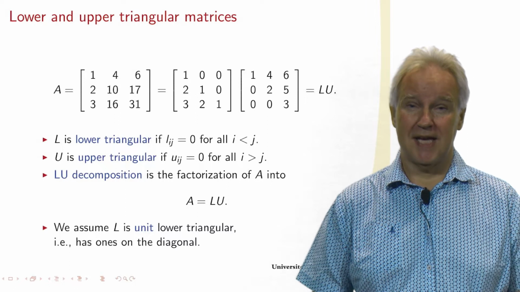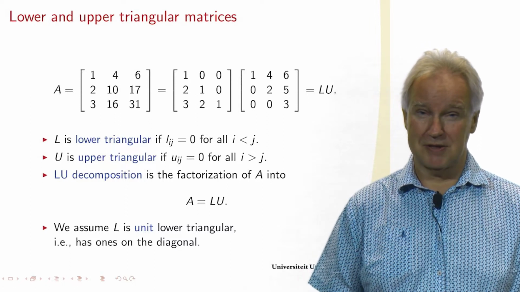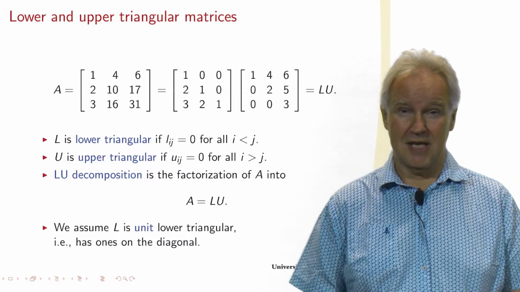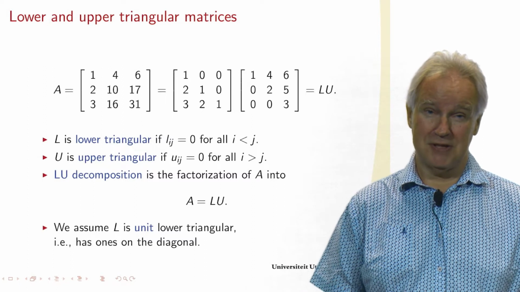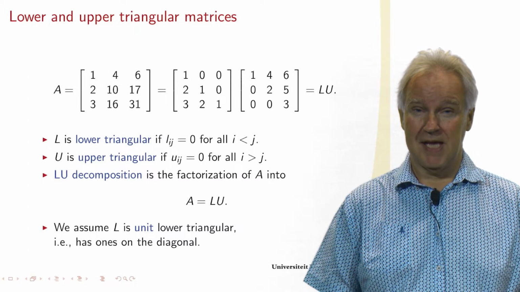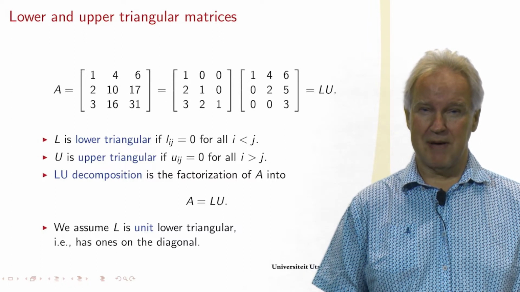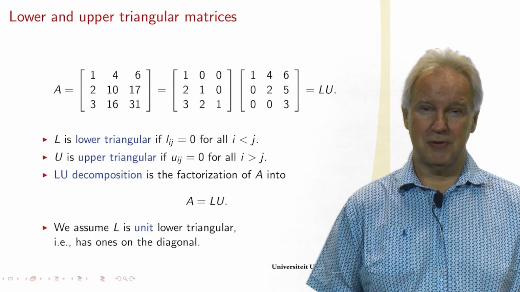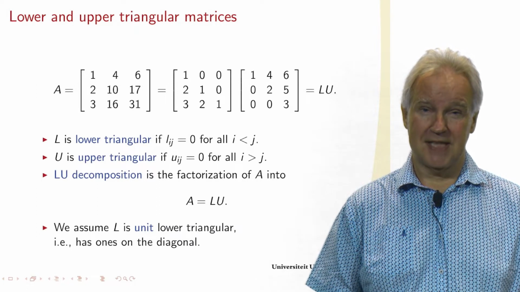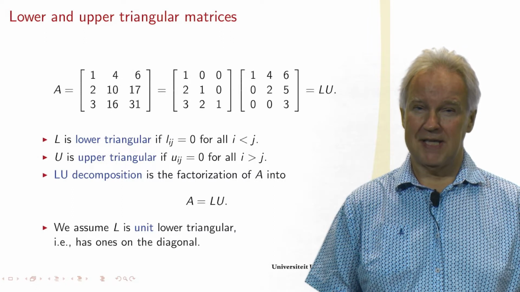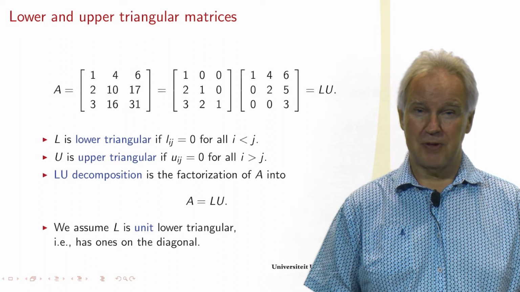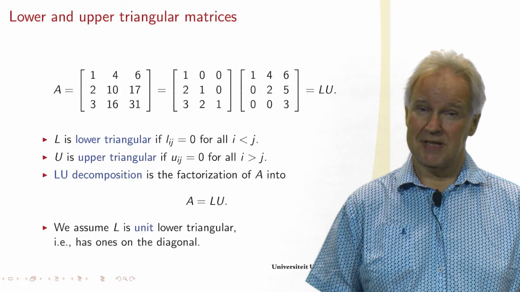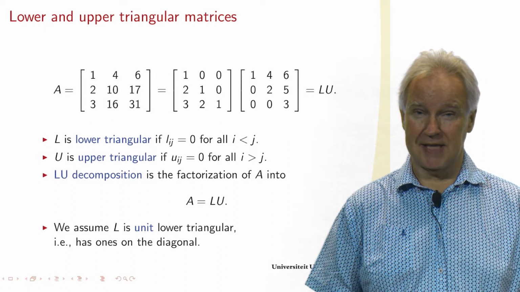Now, if we have written the matrix as the product of 2 matrices which have a simpler form, triangular matrices, then it becomes easier to solve that linear system. L is a lower triangular matrix. It's the matrix with 1, 0, 0, 2, 1, 0, 3, 2, 1. You see it has zeros above the diagonal, meaning that Lij equals 0 for all i less than j. An upper triangular matrix, of course, has the zeros below the diagonal.